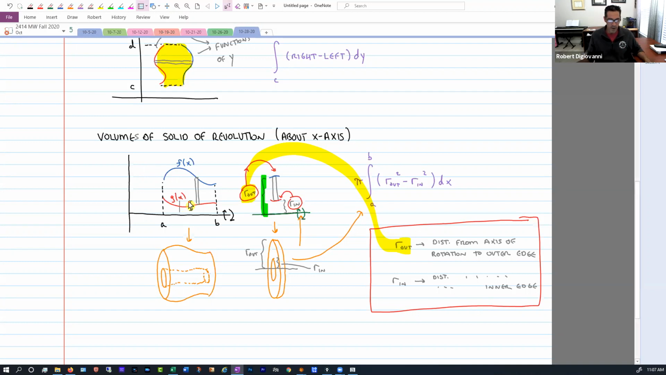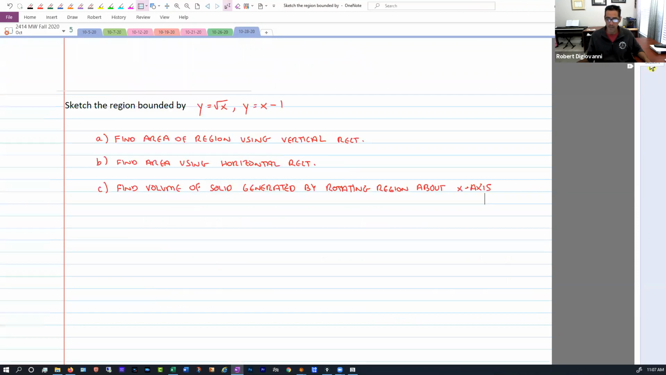All right. I thought we would just do an example to start, and then we'll get into the new stuff. So it says here, sketch the region bounded by these two functions, and they're both functions of x because they're solved for y. That's a real clear indicator that you have functions of x. If both equations are solved for y, then they're going to be functions of x. If they're both solved for x, then they're functions of y. So that's just something to keep your eyes open for.